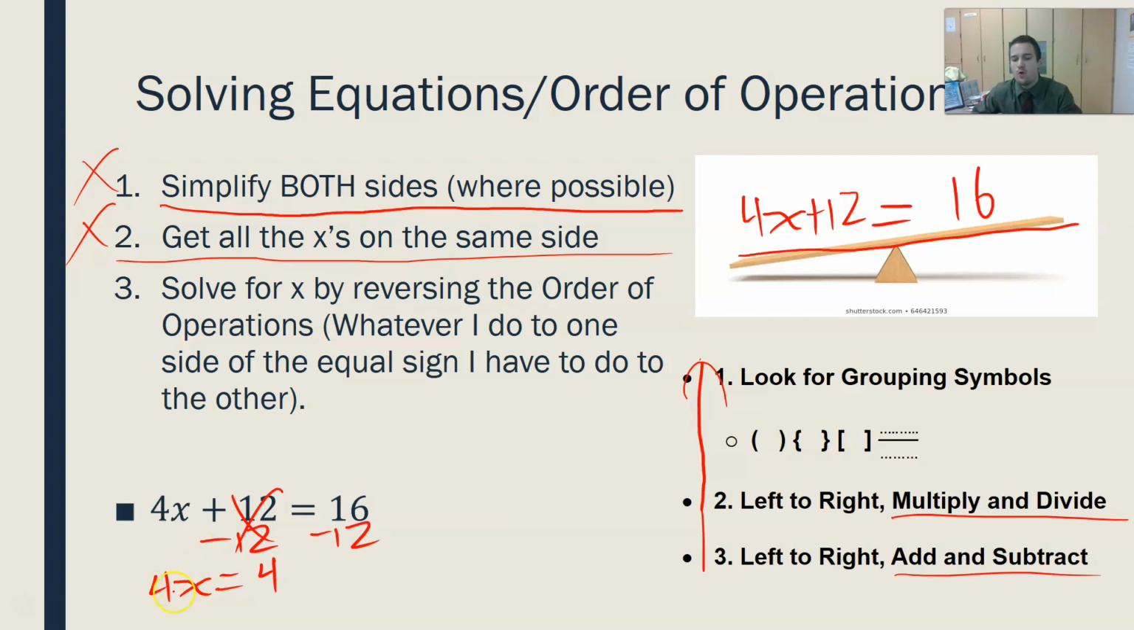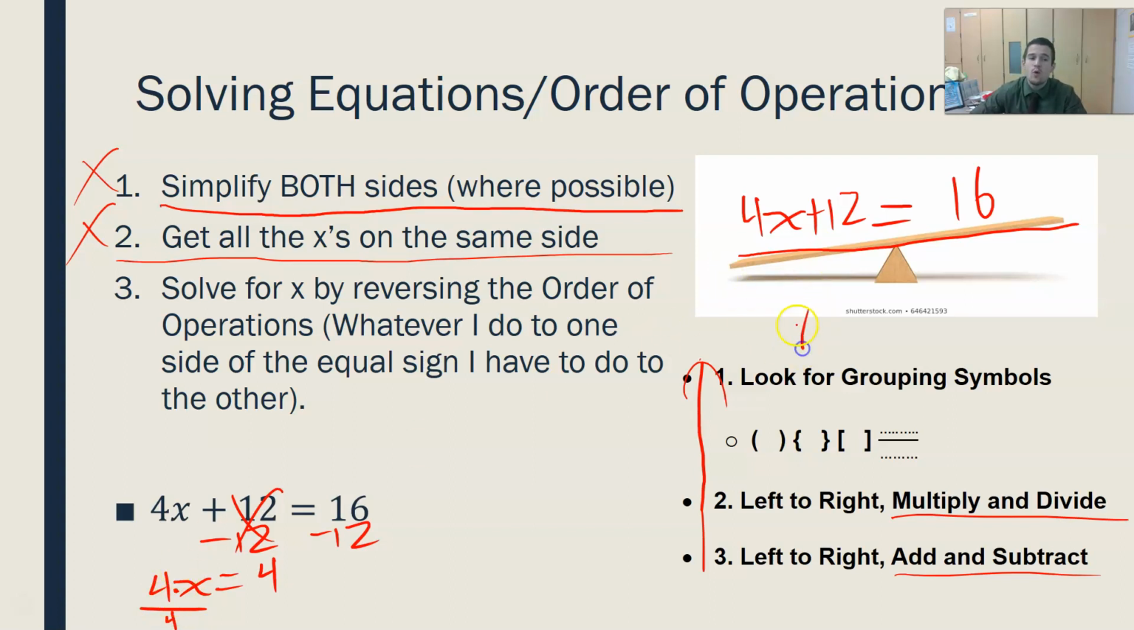Now I have 4 times x. This 4x means 4 times x. I need to undo that, like unzipping a zipper. How do I undo 4 times x? Well, the opposite of multiplying is dividing. So I'm going to divide by 4 over on this side.